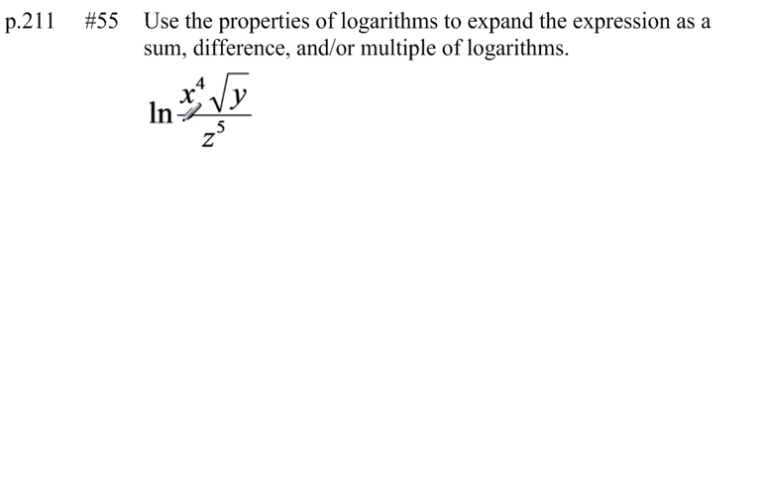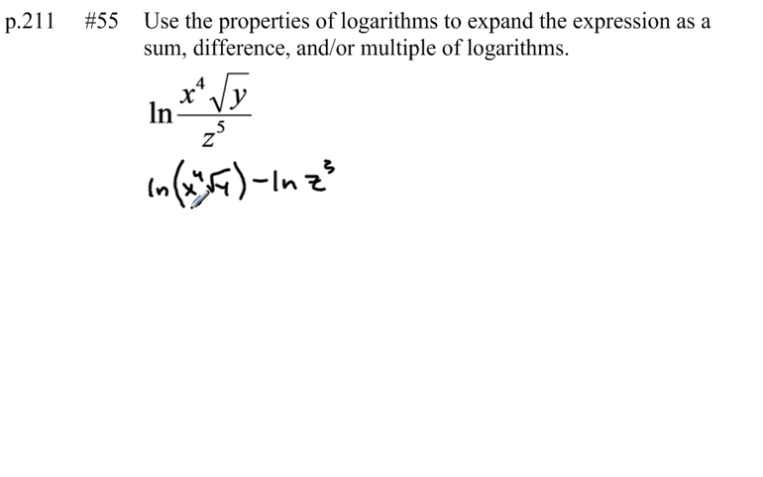First of all, we have the natural log of some quantity divided by another quantity. One of our properties tells us that we can write this as two separate logarithms subtracted. Here's what I mean by that. We've got the natural log of everything on top, x to the fourth times the square root of y, minus the natural log of everything on bottom, z to the fifth. Okay, so anytime we have a logarithm of two quantities divided, we can write it as two separate logarithms subtracted.